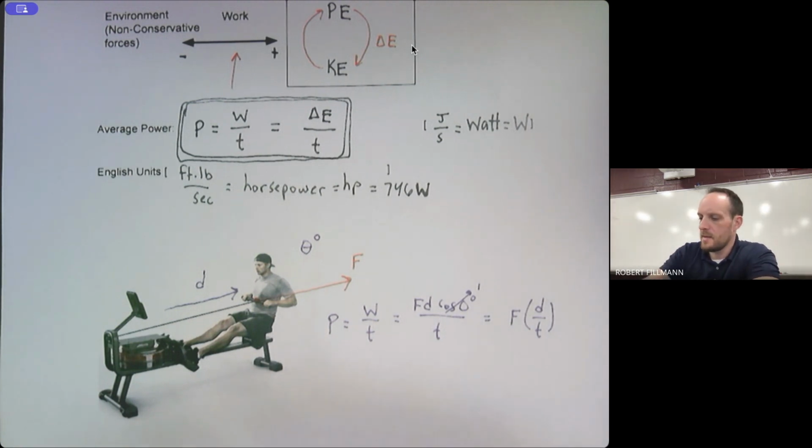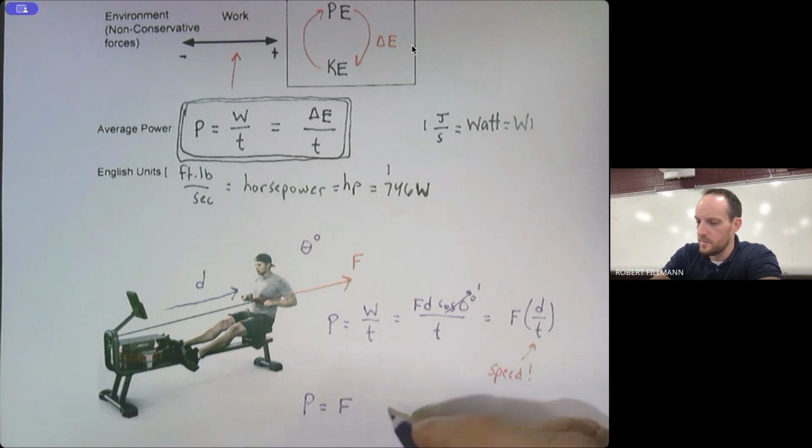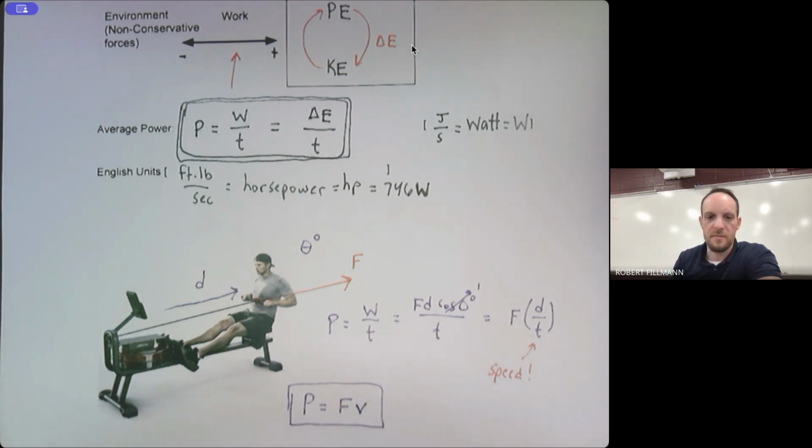But distance over time, that's just how fast the guy's moving. That's his speed. So something that's powerful, that is able to do work quickly, is also able to apply a force at a very high speed as it does work. And I can write this in terms of power as well: power is force multiplied by how fast that point of application of the force is moving. P equals F times V.